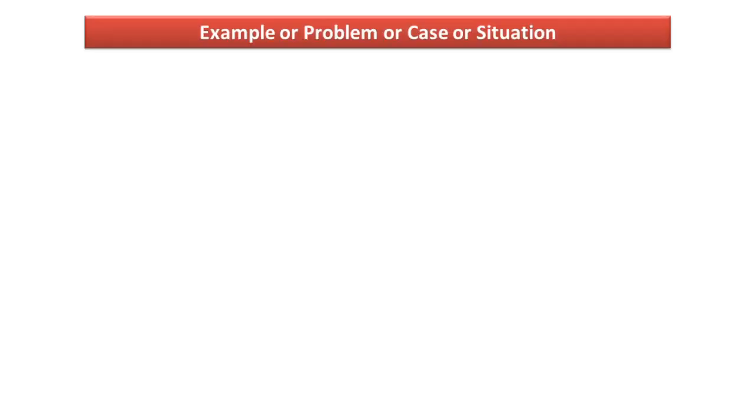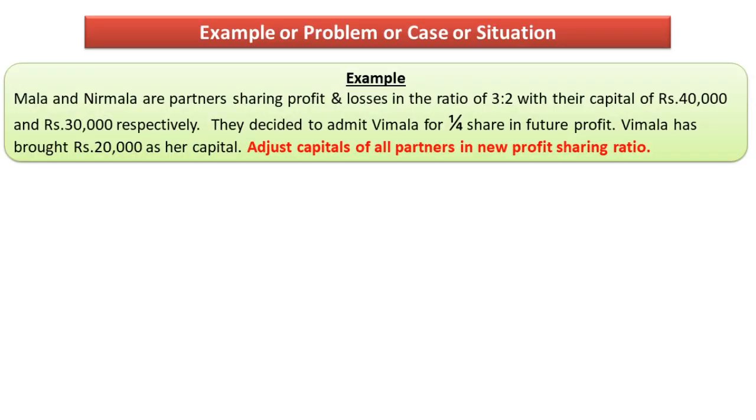Let us take an example. Mala and Nirmala are partners sharing profit and losses in the ratio of 3:2 with their capital of rupees 40,000 and rupees 30,000 respectively. They decided to admit Vimala for 1/4 share in future profit. Vimala has brought rupees 20,000 as her capital and they are asking us to adjust capitals of all partners in new profit sharing ratio. Here in the example, since new profit sharing ratio is not given, we need to calculate the new profit sharing ratio.